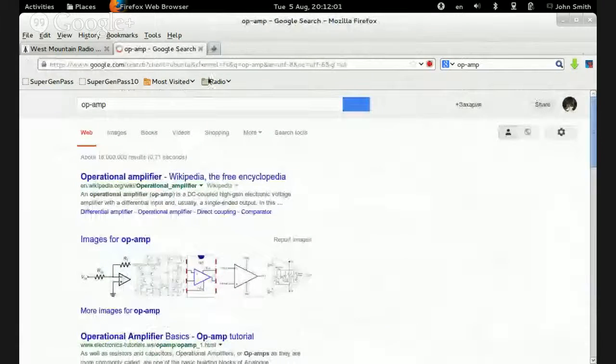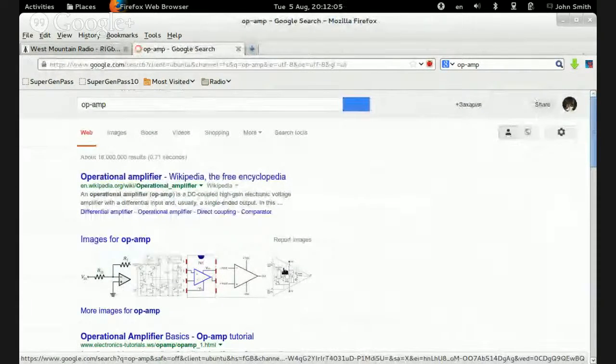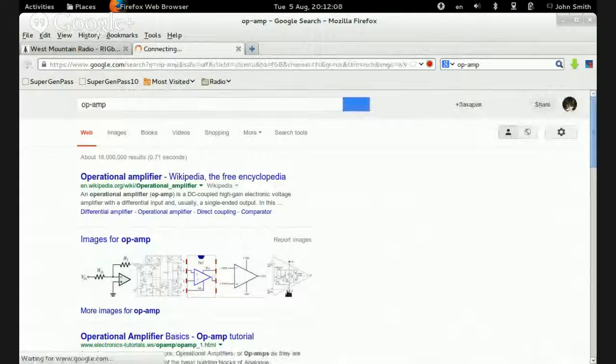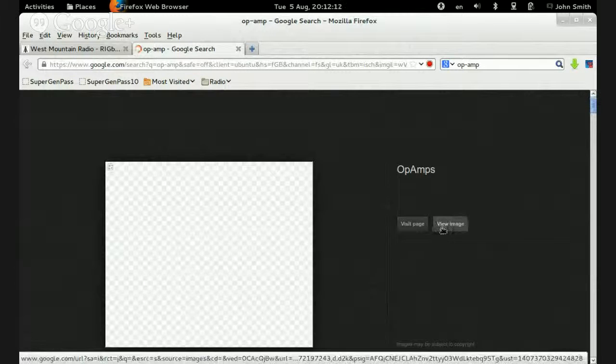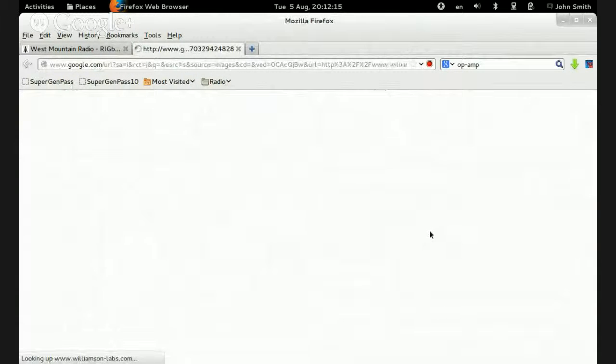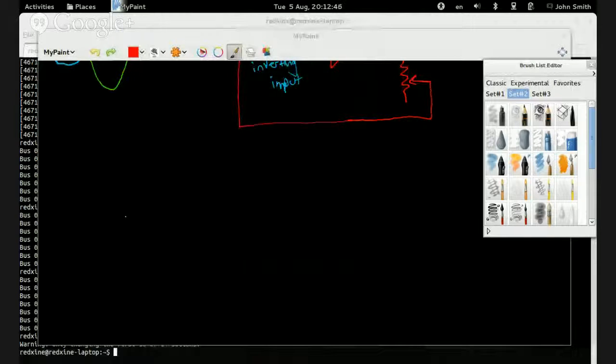Well, while we're waiting for that to load, it basically has a differential stage, so it'll be two transistors in a differential configuration, which looks like this.